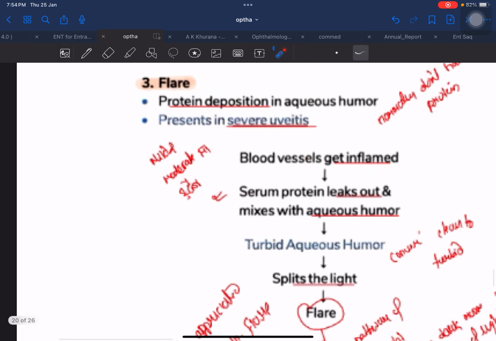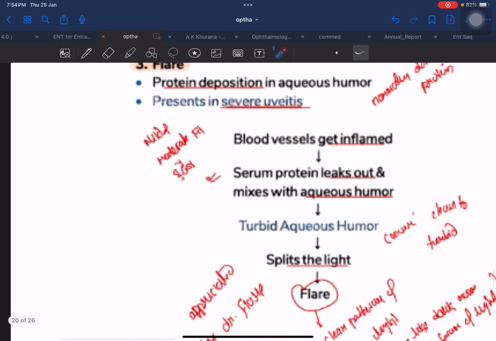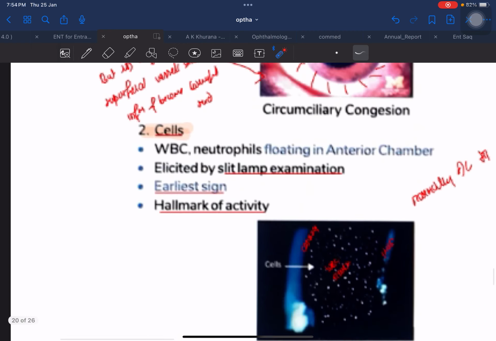Blood vessels get inflamed, because of which serum protein leaks out and mixes with the aqueous humor, and the aqueous humor will become turbid. It will scatter the light, and that is how we see flare. So cells and flare, we are clear about it: WBCs and neutrophils floating in the anterior chamber.